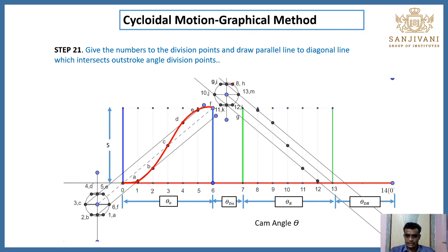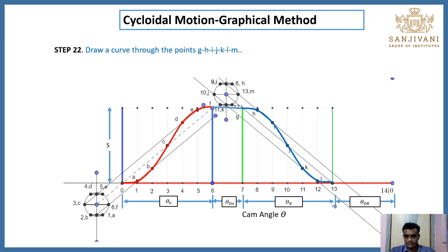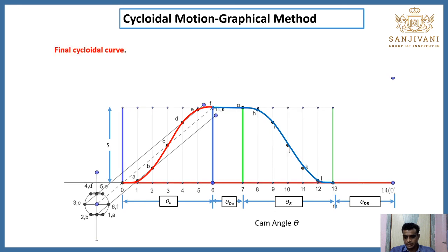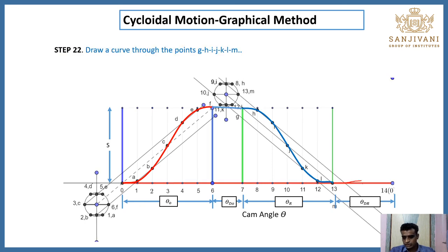Next one is the 8H, 9I, 10J. You have to mark that from this position in an anti-clockwise direction. 11K and the 12L. And you have to mark their intercepts. You will find this cam profile like this through these points G, H, I, J, K, L, M, and the next part is you have to draw this horizontal line which is the dwell after the return stroke.